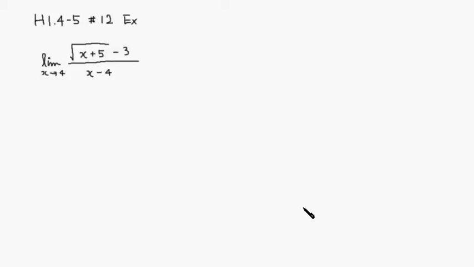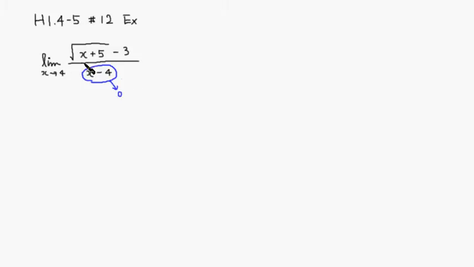Okay, let's look at the homework 1.4, 1.5, number 12 example. So what we want to do here is to evaluate this limit. The first thing you should try is just plug in and see what happens. So x equals 4, so it's a 4 minus 4. The denominator goes to 0. Now we can see that we're going to have to do more work.